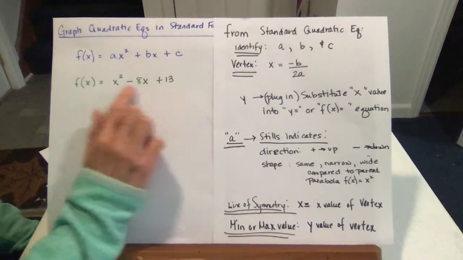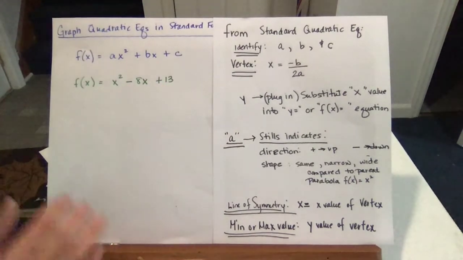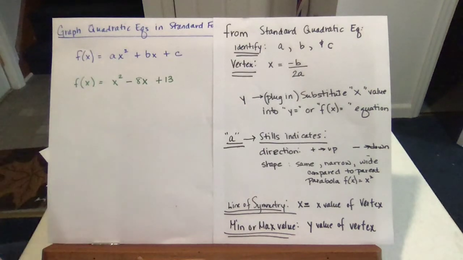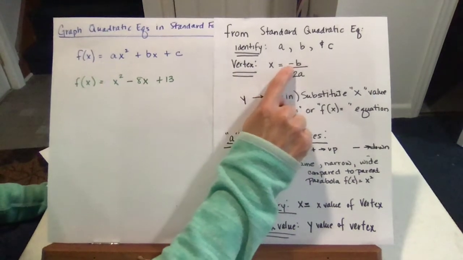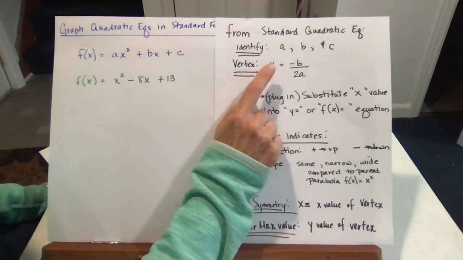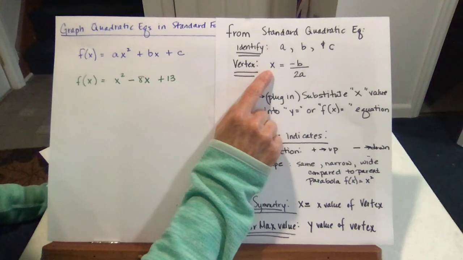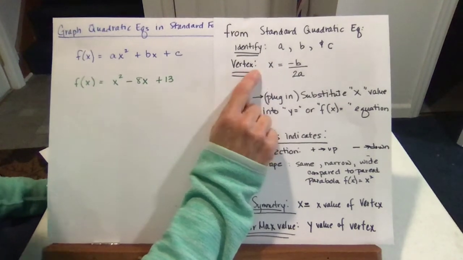As you can see in standard form, there are no parentheses, so there's no grouping of a quantity squared to pull out the h and the k value to give us the vertex. So we have to use a little formula. To get the vertex, x is going to be equal to negative b over 2a, and that x is the x value of the vertex.